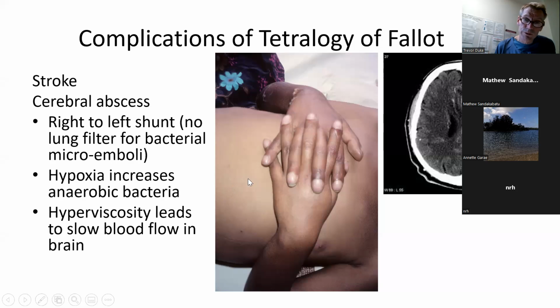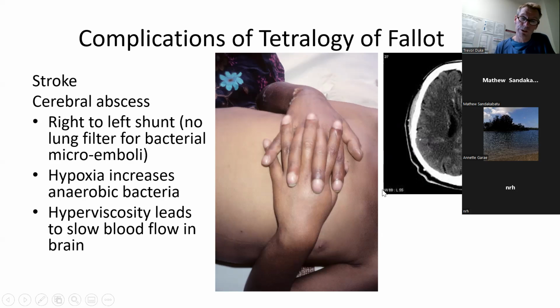Sometimes these children, in response to hypoxia, have an increased hemoglobin, don't they? So their hemoglobin might be 15 or 18 or 20 or even 24. We saw a child recently with a hemoglobin of 24 with Tetralogy of Fallot. Those children will have hyperviscosity. Their blood will flow slower through their brain, particularly through the microvascular circulation, and so it's more likely that bugs can settle in the brain and cause an abscess. So for all of these reasons, children are more likely to have cerebral abscesses if they've got Tetralogy of Fallot.